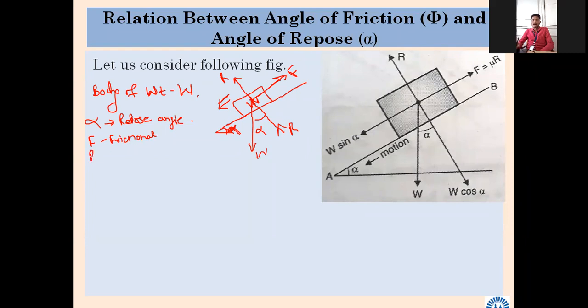Frictional force. Then R is normal reaction. Angle of repose, whatever it is there. So what we have to do: this W force, though it is vertical. Now in this problem, whenever a plane is inclined, whenever we want to resolve the forces, we have to resolve along the plane.